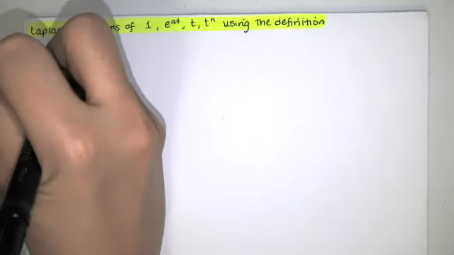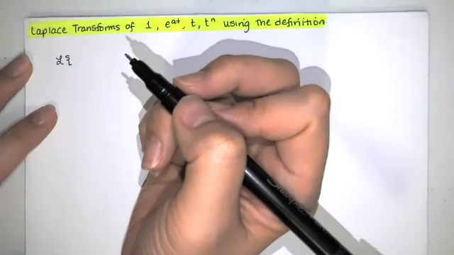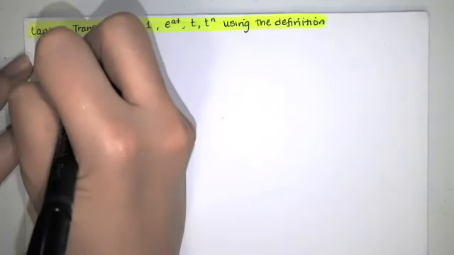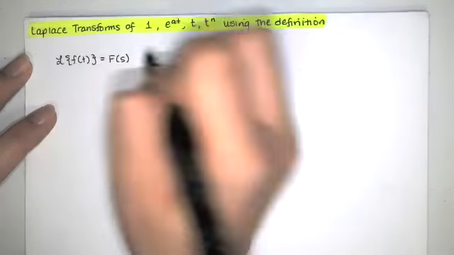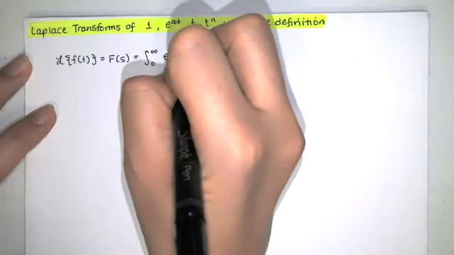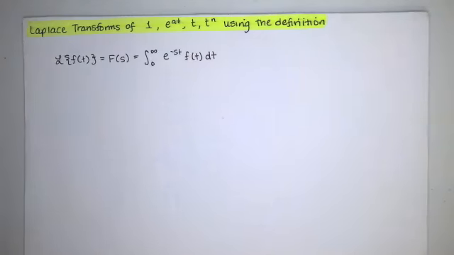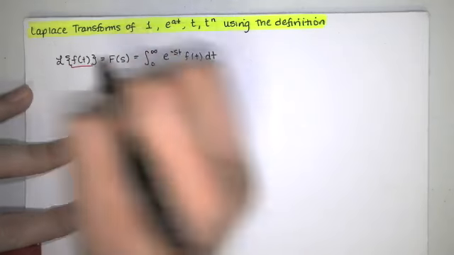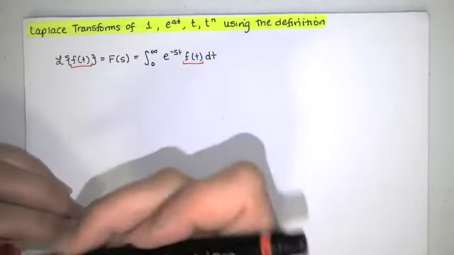So just recall that if you have a piecewise continuous function f of t, the Laplace transform of that function is F of s, and that's the integral from 0 to infinity of e to the negative st times f of t dt. So if you're taking the Laplace transform of a function f of t, you just substitute that into this integral, and then you evaluate this improper integral.